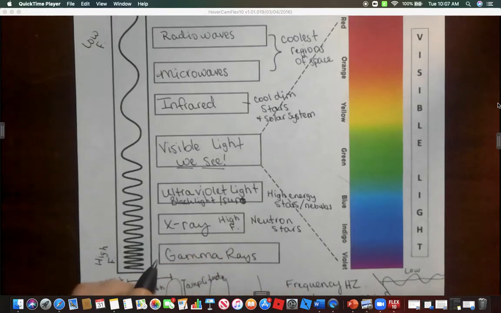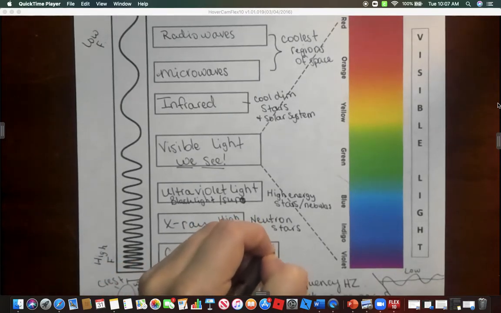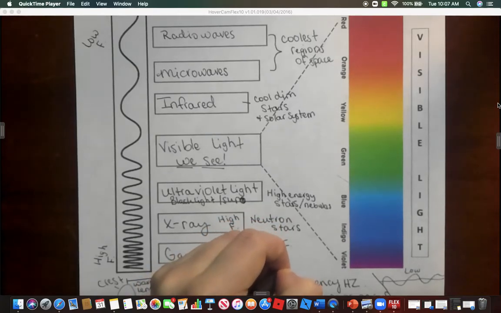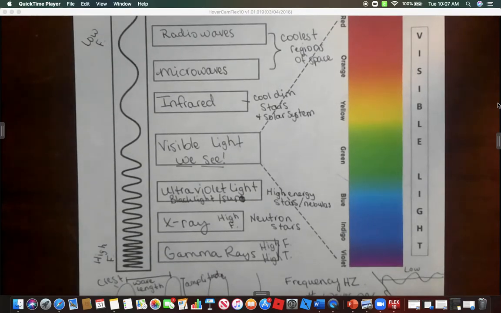Okay, gamma rays are going to be the highest frequency and the highest temperature. Okay, these are the rays that supposedly made the Hulk. So they are very dangerous, high energy waves. These are going to allow us to see supernovas, which are those explosions in space. They're also going to allow us to see black holes.